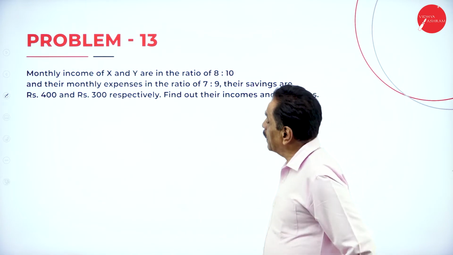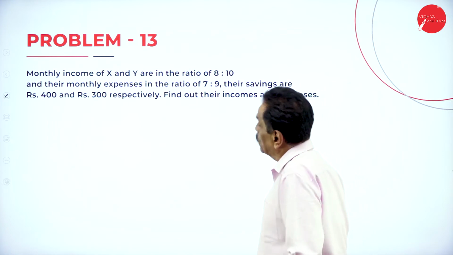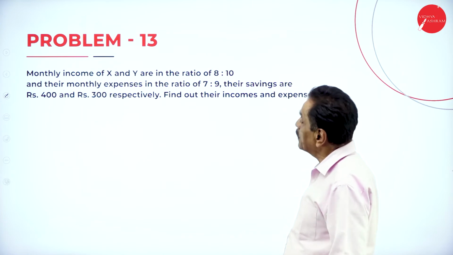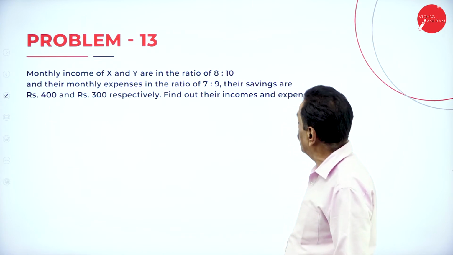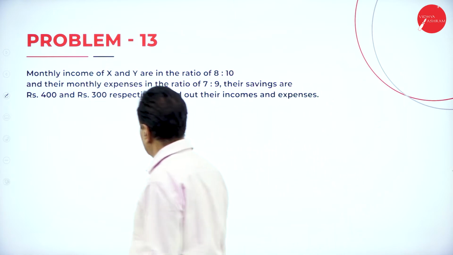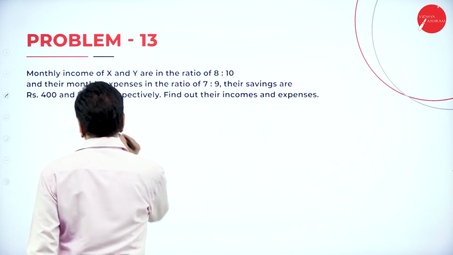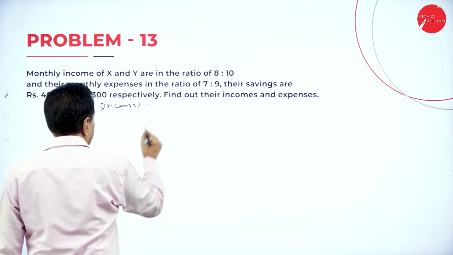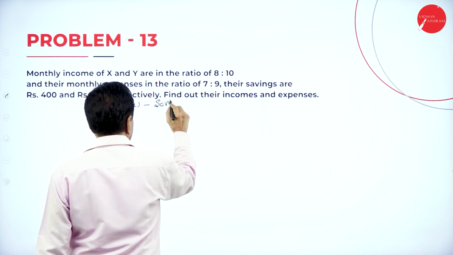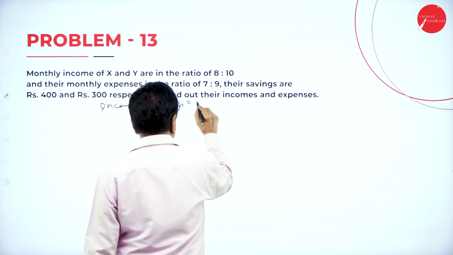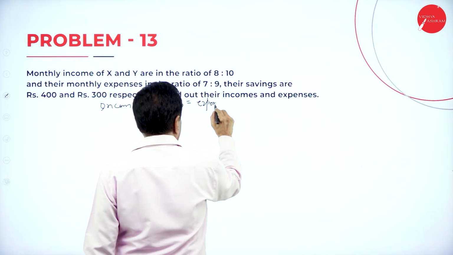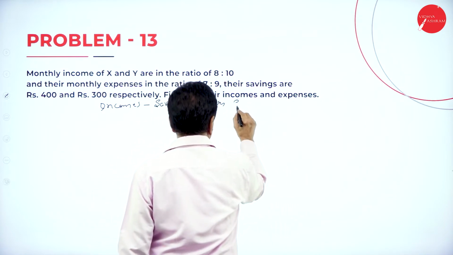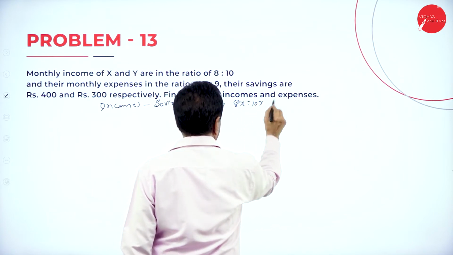Monthly incomes of X and Y are in the ratio of 8:10 and their monthly expenses are in the ratio of 7:9. Their savings are 400 and 300 respectively. Find out their incomes and expenses. So here the formula is income minus savings is equal to expenses. Incomes are in the ratio of what? 8:10. 8x is to 10x.